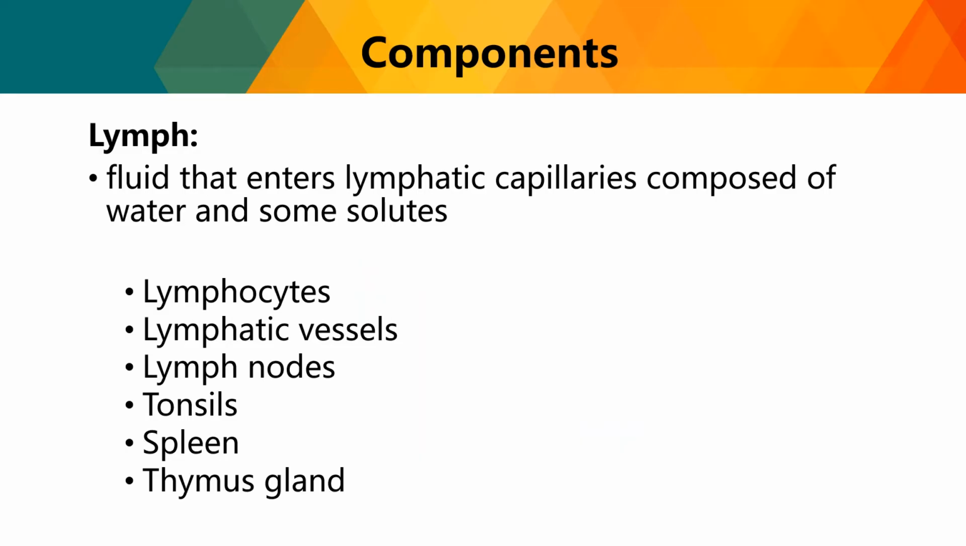The components of the lymphatic system include the lymph. This is the fluid that enters the lymphatic capillaries, composed of water and some solutes. Other components include the lymphocytes, lymphatic vessels, lymph nodes, tonsils, spleen, and the thymus gland.